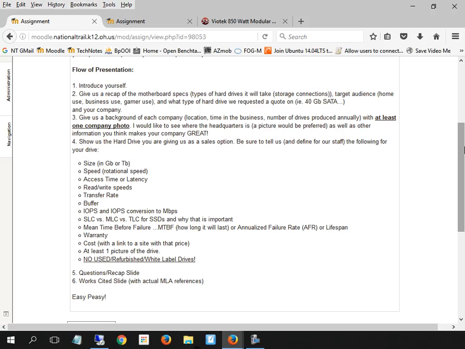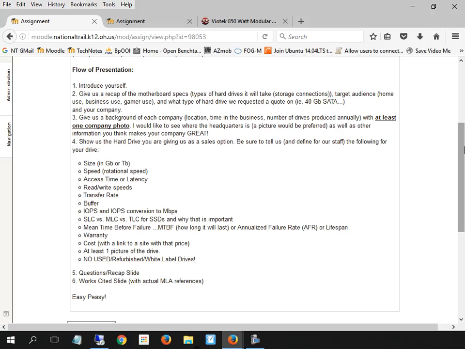And then you're going to talk about the hard drive. So we already talked about a bunch of these things yesterday, so you're going to talk about the size in gigabytes or terabytes, depending on the size of your drive. We're going to talk about the speed, the rotational speed. And obviously, is there a rotational speed of the SSD, Ian? 0, right? There's no rotation, there's no moving parts in there, okay?